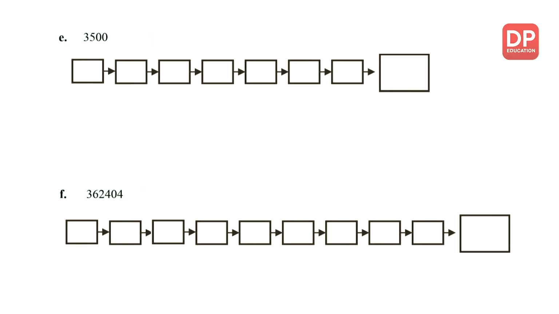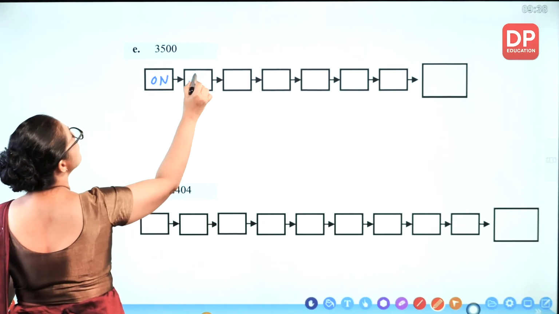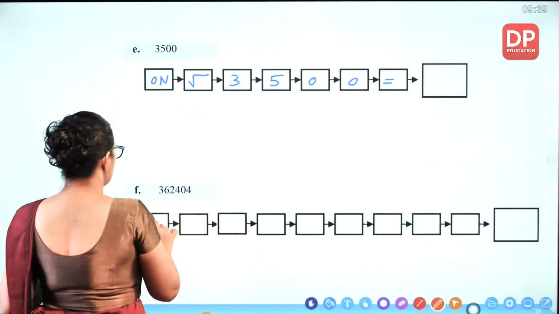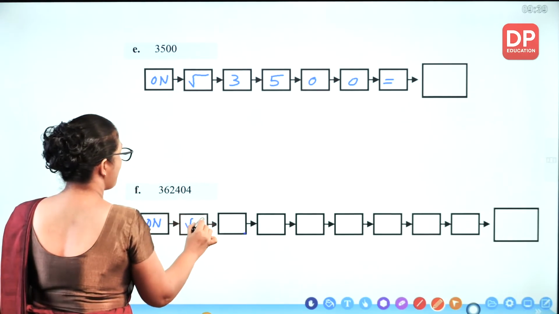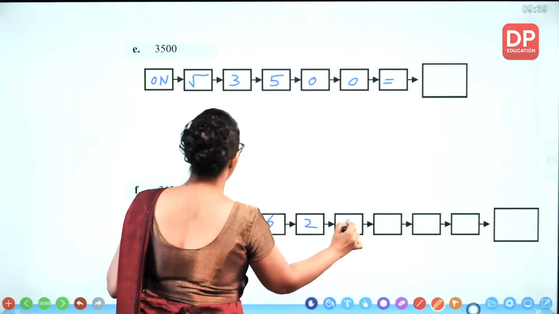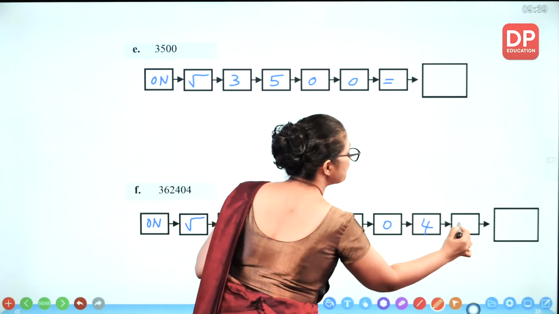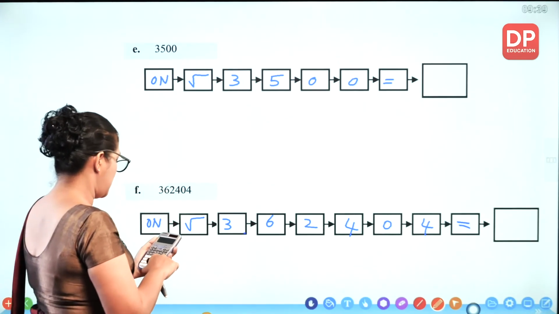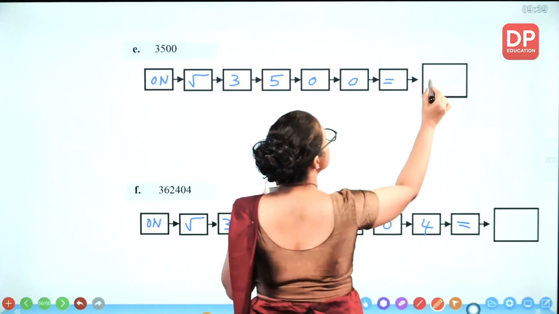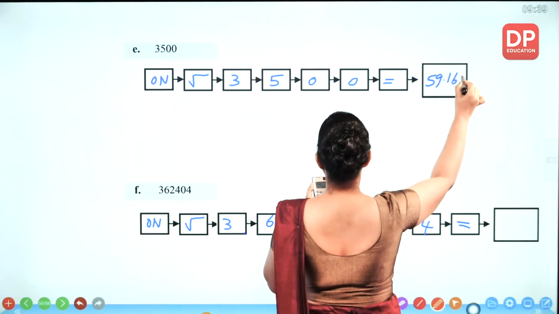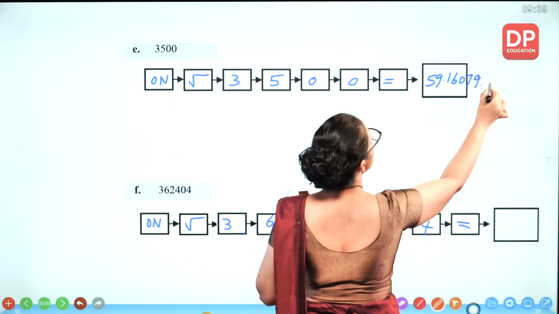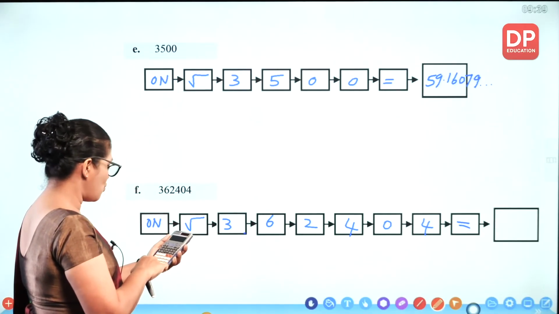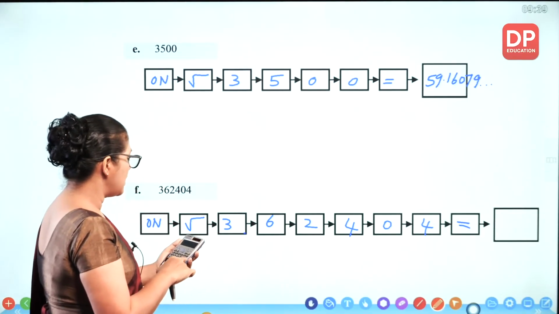Square root of 3500. Square root of 3500. This one, square root of 362404. So square root of 3500 is 59.160797. Square root of 362404 is 602.